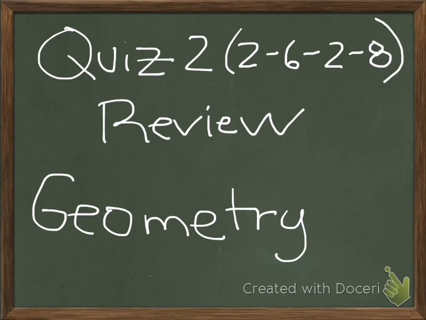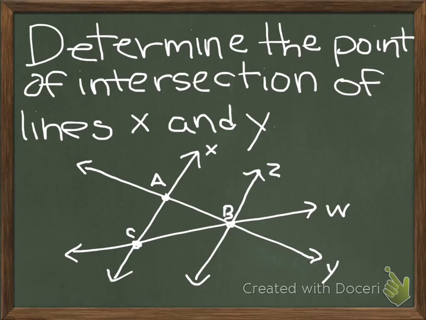Today we're going to be looking at lessons 2.6 through 2.8 for a quiz review that's upcoming. So the first question, we need to think about the point of intersection of two lines. The point of intersection of two lines is always going to be a point. So I'm going to look where lines X and Y intersect, which is here. And so that means my intersection is going to be A.